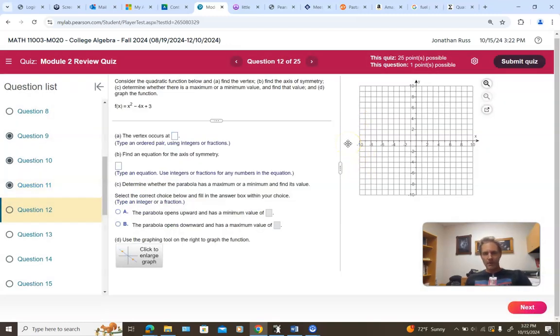Okay. All right, number 12 here. So now, they want us to find the vertex, the axis of symmetry, where the parabola has a maximum or minimum, and find it, and then graph it.